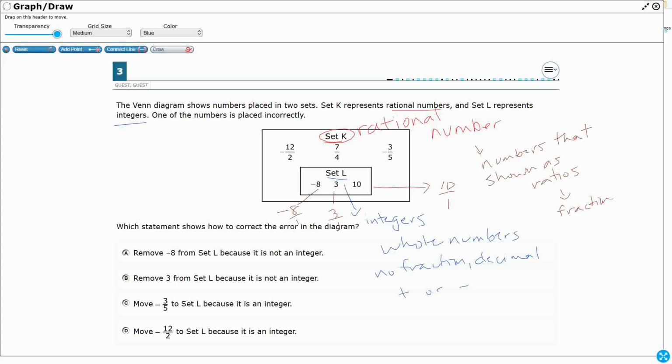So all of these, take a look. 10, 3, negative 8. They all fit. They're all whole numbers, no fractions, no decimals. They're positive or negative. All right, so our issue is going to need to be set K. So here's the question. Can anything in set K be slid into set L? Can you turn negative 3/5 into an integer? No, that's as simplified as that fraction can get. There's no way to make that into a whole number, positive or negative.